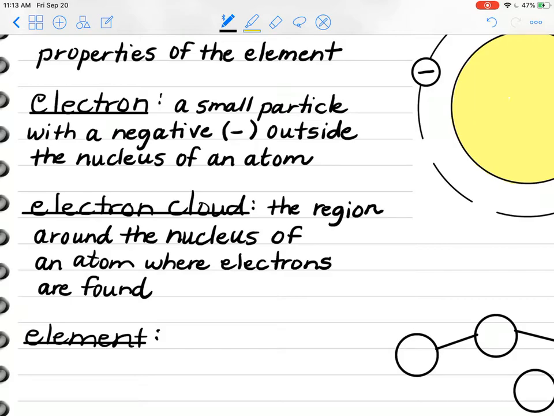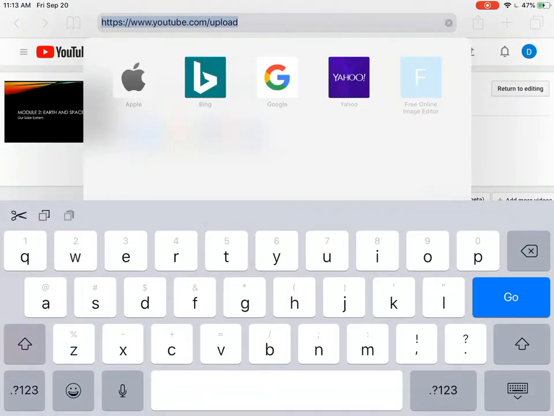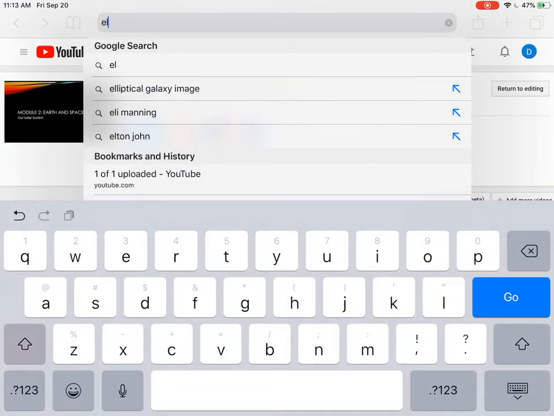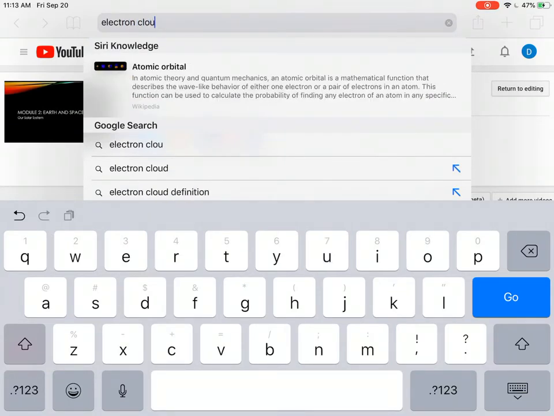If you need to pause the video, please do so. And I want to try to find you a picture of an electron through a microscope so that you can see.